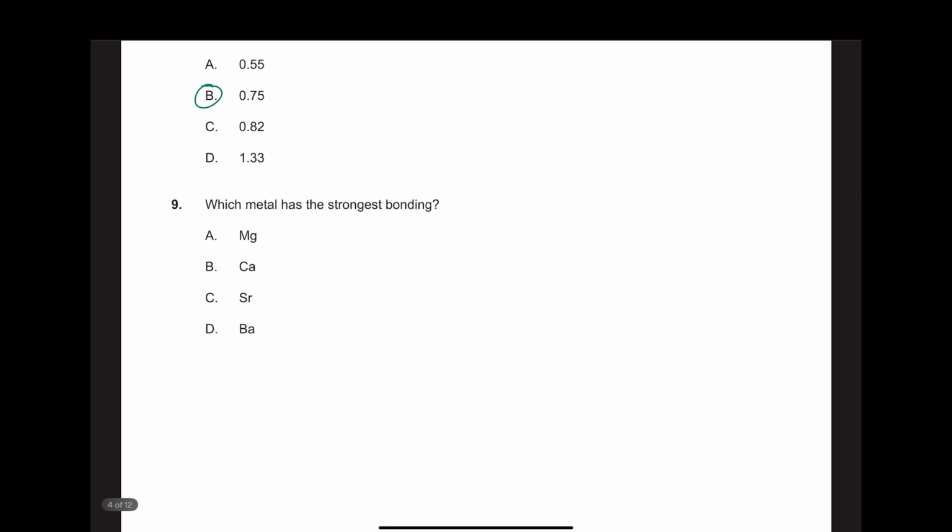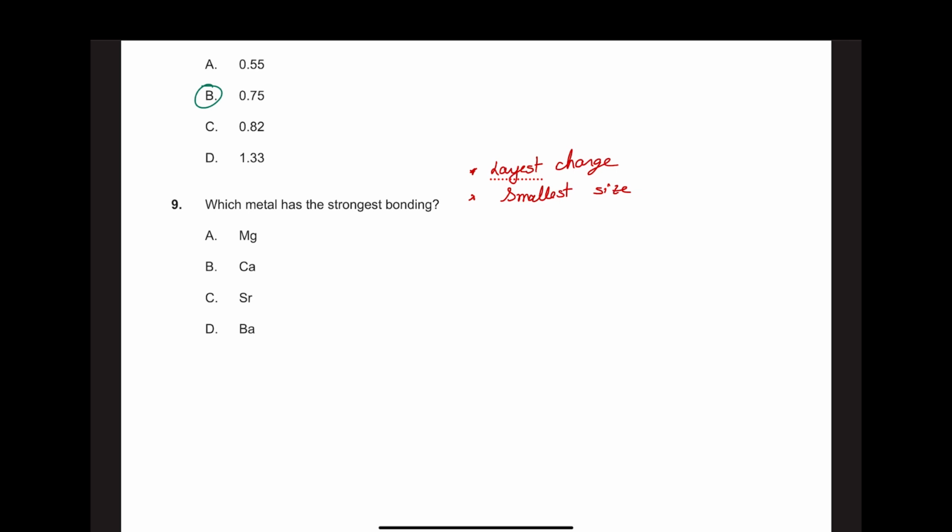Next, we have to identify which metal has the strongest bonding. So here all of them are metals. So we have to identify which one has the strongest metallic bonding. For metallic bonding, you need to check two things, right? Which one has the largest charge, okay? And which one has the smallest size. Now, if you carefully observe these elements, all of them belong to group 2, right? As all of them belong to group 2, every element will have the same charge, +2: Mg2+, Ca2+, Sr2+, Ba2+.